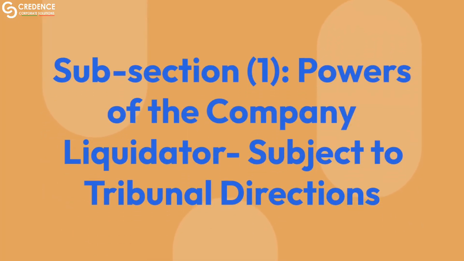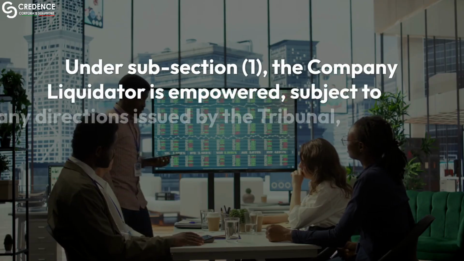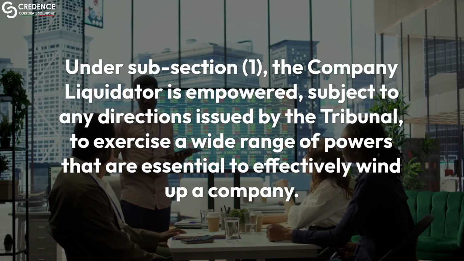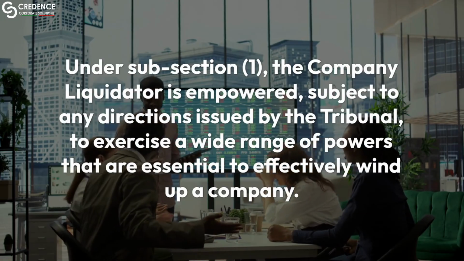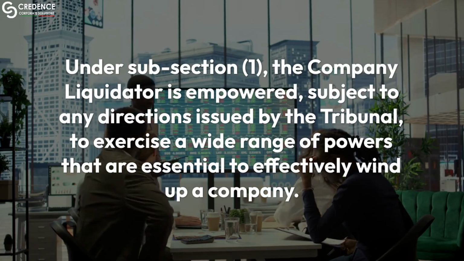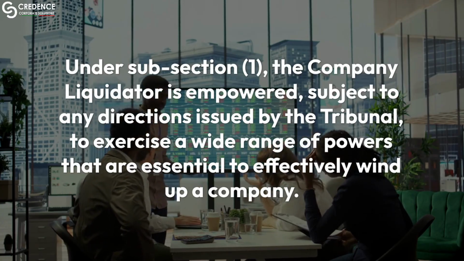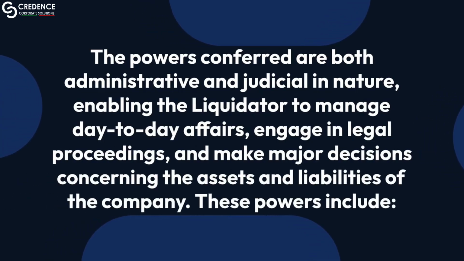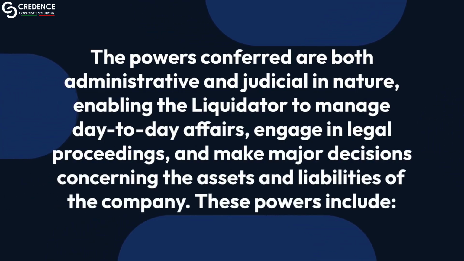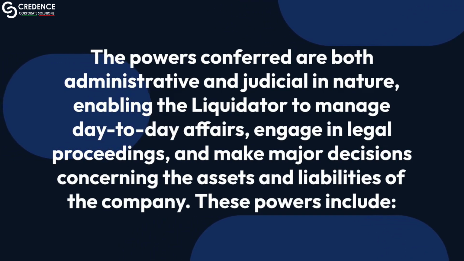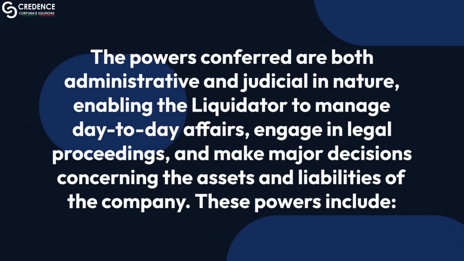Subsection 1. Powers of the company liquidator subject to tribunal directions. Under subsection 1, the company liquidator is empowered, subject to any directions issued by the tribunal, to exercise a wide range of powers that are essential to effectively wind up a company. The powers conferred are both administrative and judicial in nature, enabling the liquidator to manage day-to-day affairs, engage in legal proceedings, and make major decisions concerning the assets and liabilities of the company.